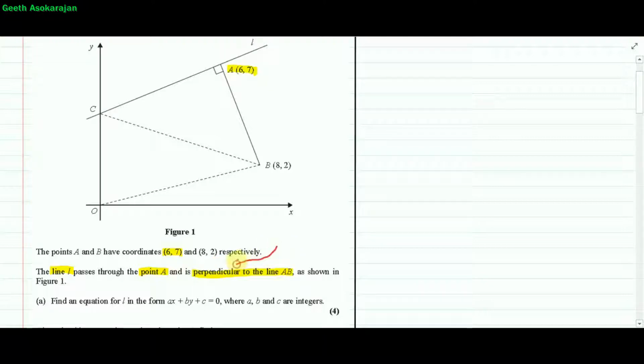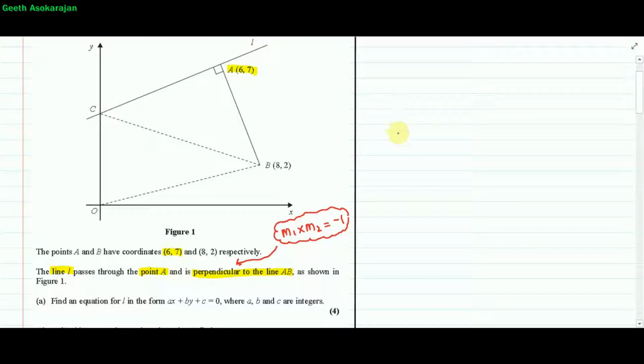So in coordinate geometry, if two lines are perpendicular, the product of their gradients equates to -1. So we know that m1 times m2 is equal to -1 for when two lines are perpendicular to one another. So with that being said, let me first work out the gradient of this line AB so that I can work out the gradient of the line L.